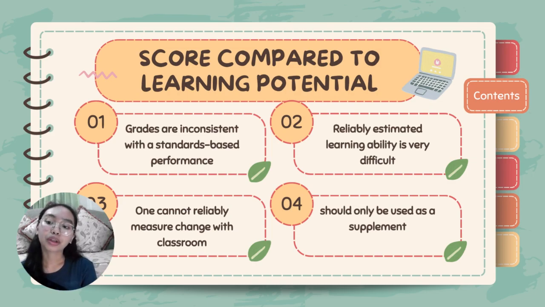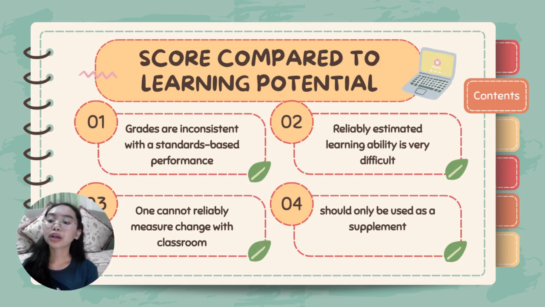This score compared to learning potential is widely used in elementary schools to test and challenge improvement and the learning potential of the students at a young age. Thus, in this scoring, grades are inconsistent with a standard based performance. Standard based grading is an intentional way for teachers to track their students' progress and achievements while focusing on helping students learn and reach their highest potential.